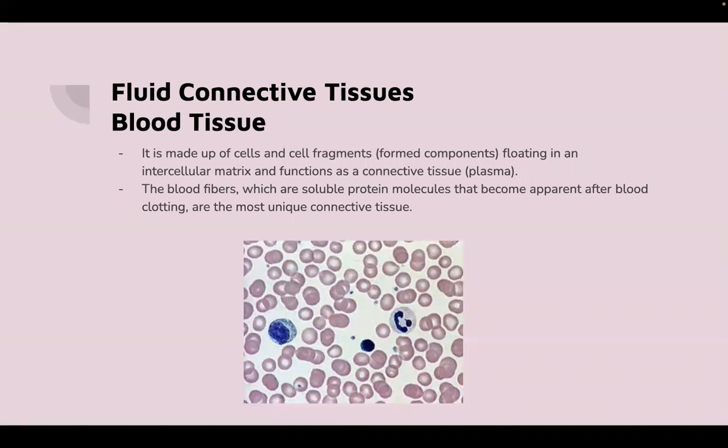So now on to the next group. So this is the next classification of connective tissues. So the supporting connective tissue, which also has two subgroups. The cartilage and the bone.